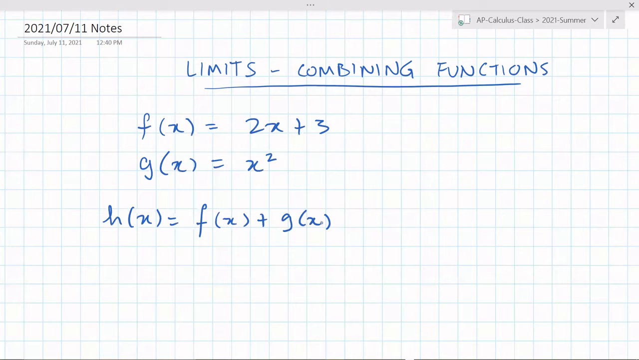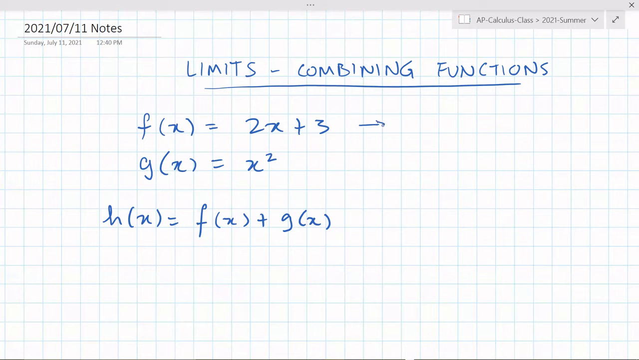So in this case, I'll get a new polynomial, x squared plus 2x plus 3. So we know that we can make new functions by combining some functions in different ways. You can multiply them, add them, subtract, divide, or even compose them. But how can we use that for limits?